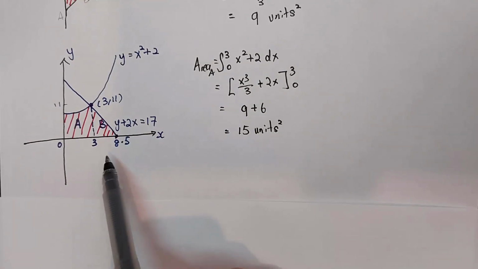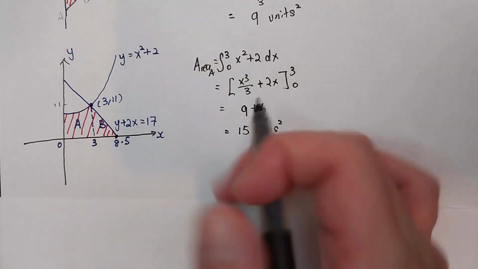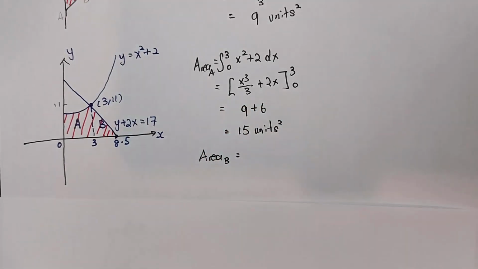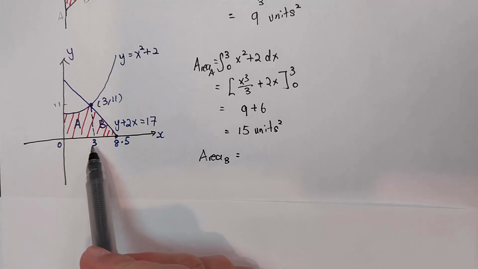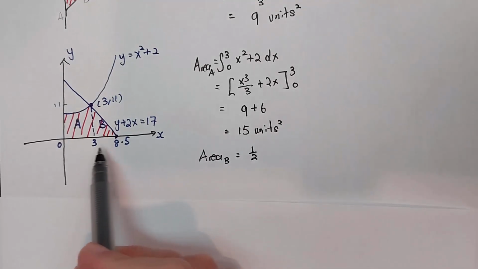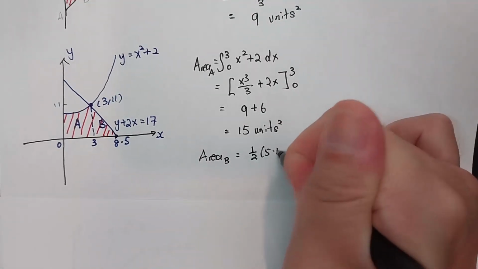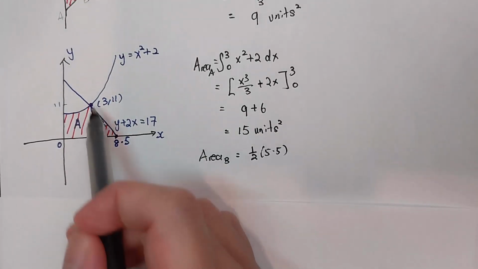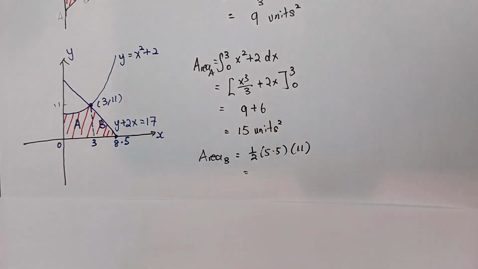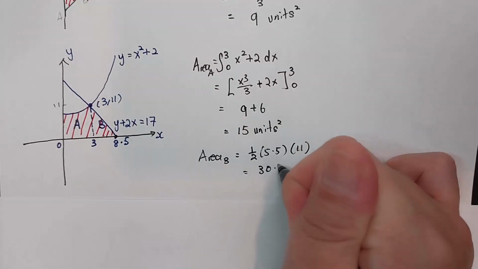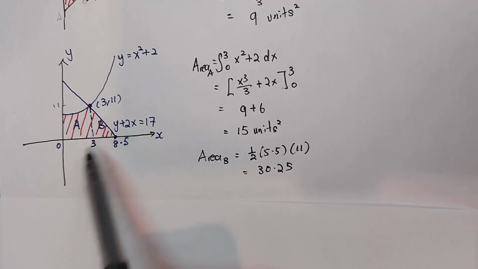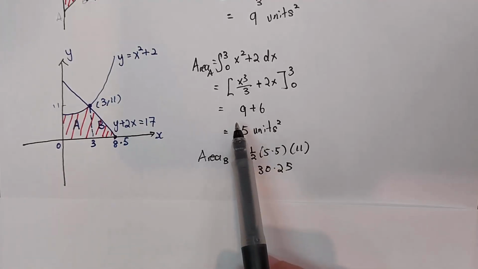Next, we need to find the area of region B. So area of region B is fairly straightforward. We will need to find the area of the triangle using half, the length of the base, which will be 5.5, times the perpendicular height, which is 11. This will give us the value of 30.25.